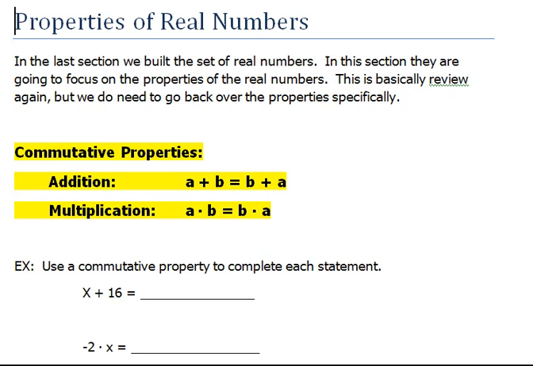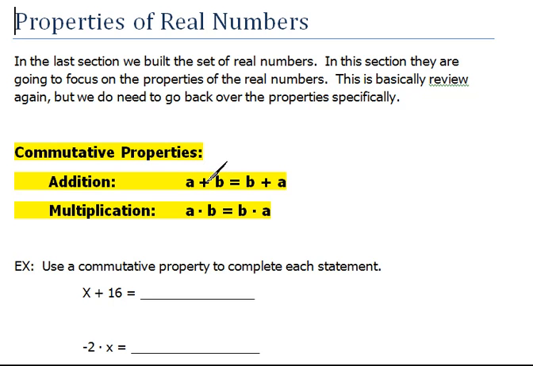The first of these properties is called the commutative property, and we have one for addition and one for multiplication. Commutative, if you think about the word commute, whenever you commute to work, you go back and forth, right? You exchange positions. Well, you can think about that if you want to help you remember that the commutative property is where the items actually change places.